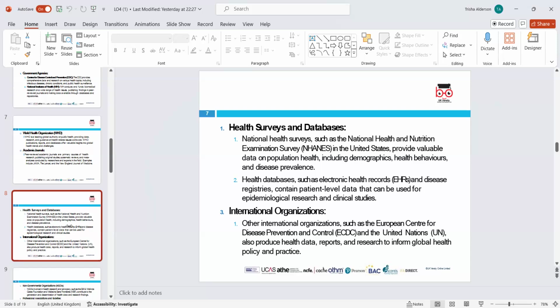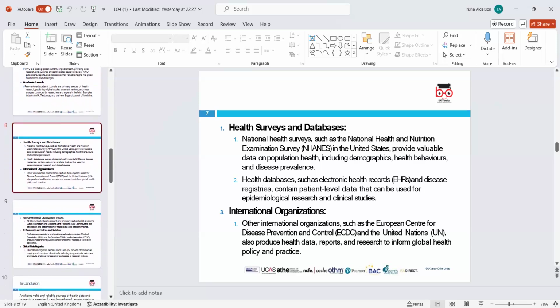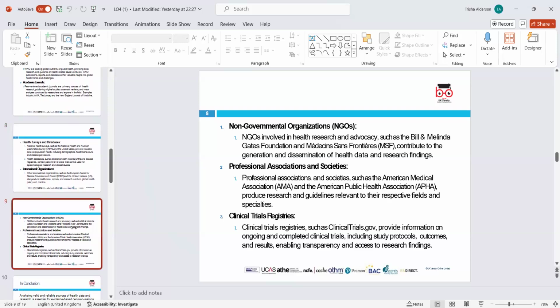International organisations. Now we've got other international organisations, such as the European Centre for Disease Prevention and Control. And we've got the United Nations, who also produce health data, reports and research to give information on global health policies and practices. So there's lots of places to find the information on different research. The non-government organisations involve health research and advocacy. We've got the Bill and Melinda Gates Foundation and Médecins Sans Frontières, who contribute to the generation and dissemination of health data and research findings.